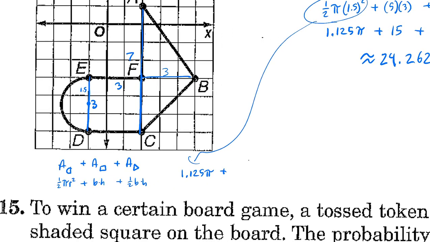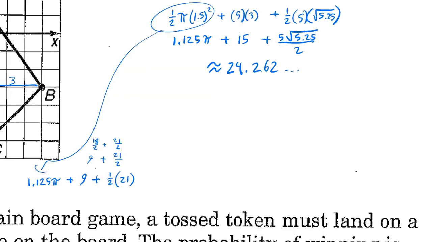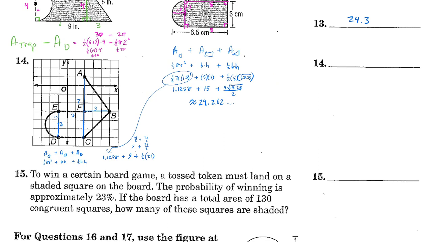And then plus 3 times 3 is 9 for the area of the rectangle. Plus 1/2 of 3 times 7 is 21. And so we get, what, 9 plus 21 halves. So that's 18 halves plus 21 halves. So that's 39 halves. So we get 1.125 pi plus 39 halves.